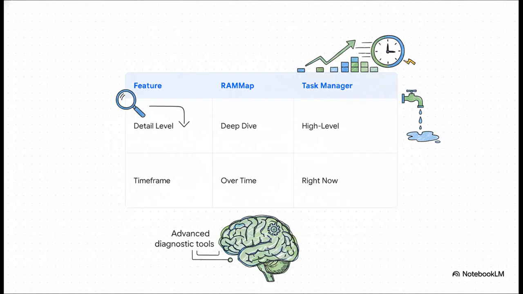Now, let's compare that to our old friend, the Task Manager. Task Manager gives you a snapshot. It tells you what's happening this very second. RAMMap, on the other hand, shows you the bigger picture. It shows you what's been building up in your memory over time. And this is how you can spot a slow memory leak from a bad driver, or see that Windows is hoarding a ton of old cache data, leaving less and less room for the apps you're actually trying to use.